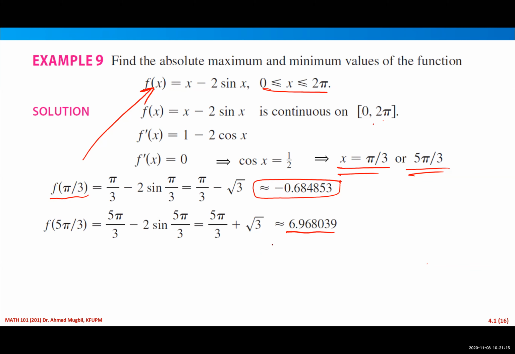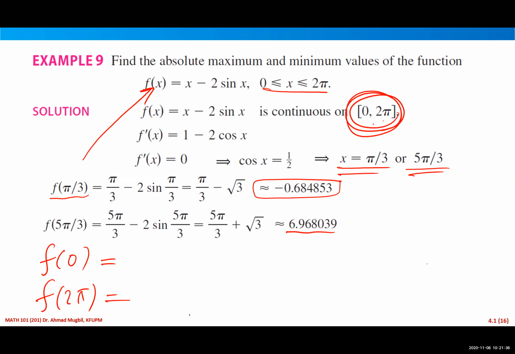Now clearly this could be the absolute maximum, and this could be the absolute minimum. But we need to do one more thing. What is it? The boundaries. The closed interval. We should find the value of the function at 0 and the value of the function at 2 pi.